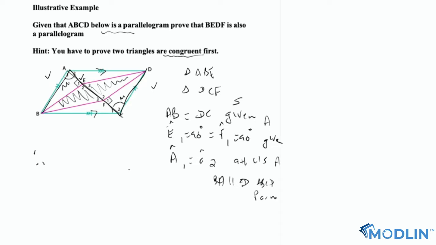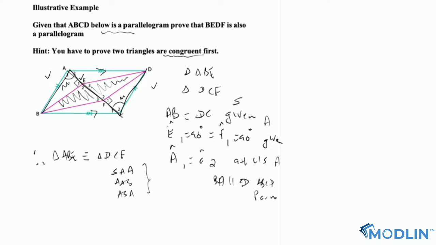Okay, so now we've proven we've got a side, we've got an angle, and we've got another angle. So therefore we can say triangle ABE is congruent to triangle DCF, and the reason for that is because we've got side, angle, angle, or we can say angle, angle, side, or we can say angle, side, angle. That's our reason.